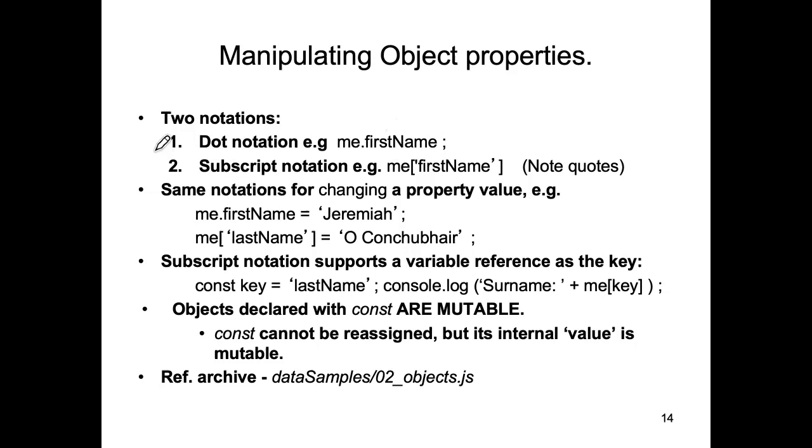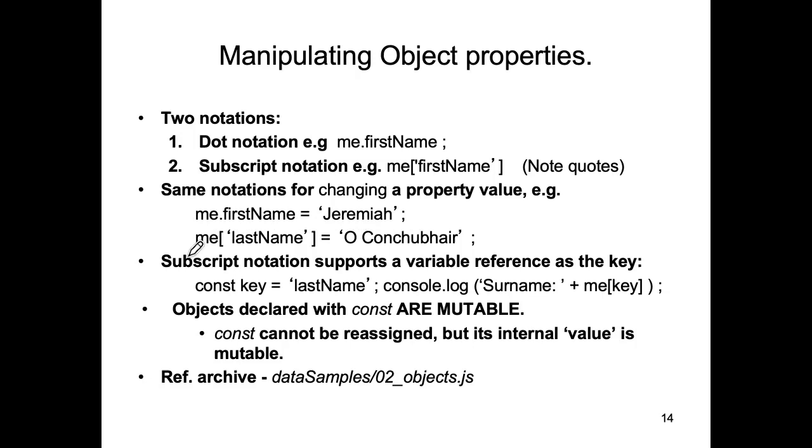It's the same notation that you use if you want to change a property. So here we're using the dot notation, but it's on the left-hand side of an assignment statement. So essentially, we're changing the value associated with this key within the me object. I'm changing it to Jeremiah. Here's how you would use the subscript notation when you want to change a particular value associated with a property. And if you know your Irish, O'Cruhur is the Gaelic for O'Connor. So dot notation, subscript notation.